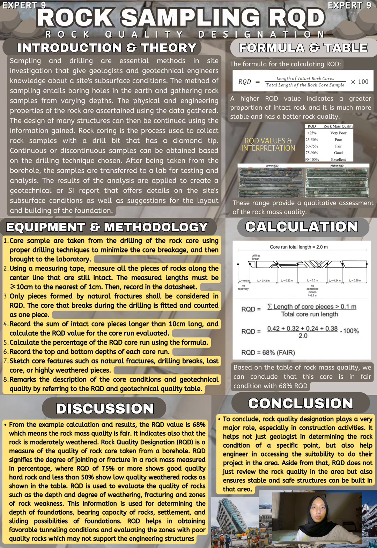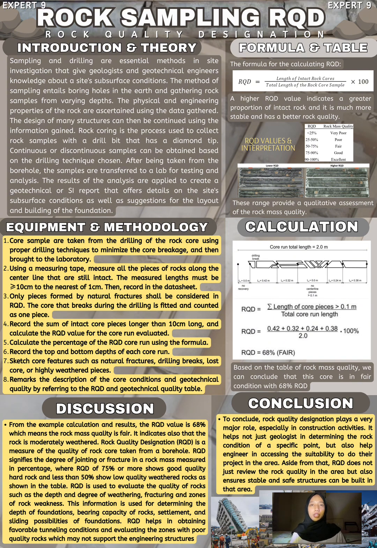Then we need to calculate the percentage of the RQD core run using the formula. And then record the top and bottom depth of each core run. Sketch core features such as natural fracture, drilling break, lost core, or highly weathered pieces. Lastly, we need to remark the description of the core condition and geotechnical quality by referring to the RQD and geotechnical quality table. Here is the formula and table.